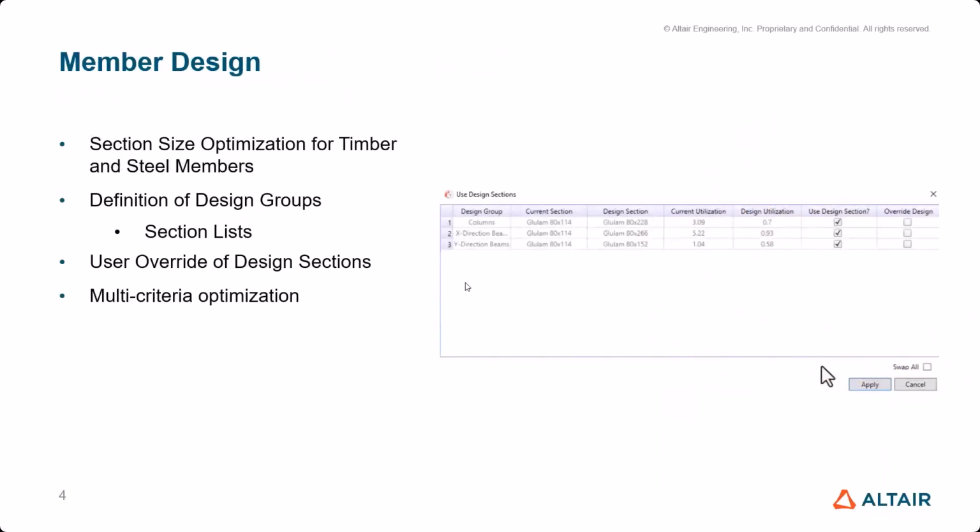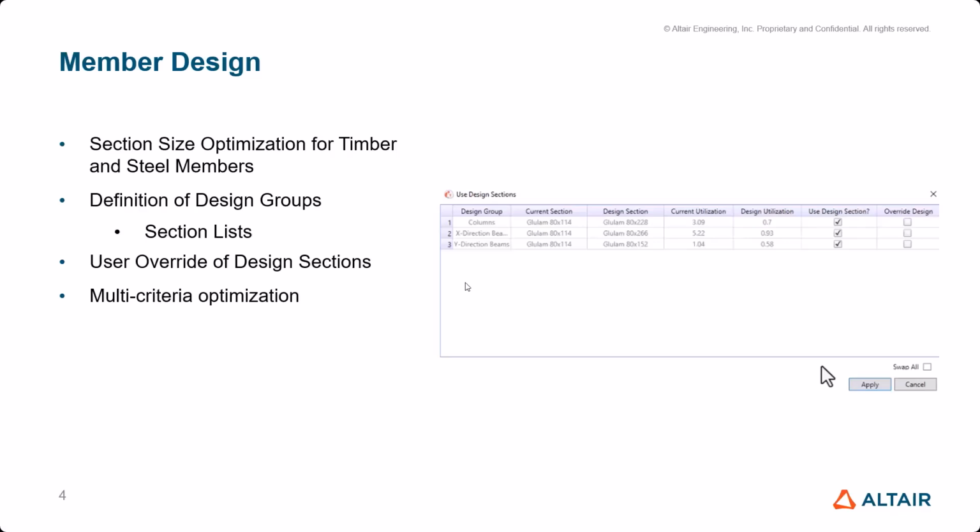As far as member design goes, we're going to be focusing in on section size optimization for timber, glulam specifically, but this can also be used for steel members as well. There are other types of design available in terms of connections and panels and so on. It starts with a definition of design groups, which I'll talk more about later on. These basically allow us to group members together that are all going to be given the same cross-section through the design process. We also need to assign section lists to those design groups. Section lists are basically a subset of your section database that can be considered during the design process. You may want to exclude certain sections, or you may want to order it a certain way, and you have control over that.